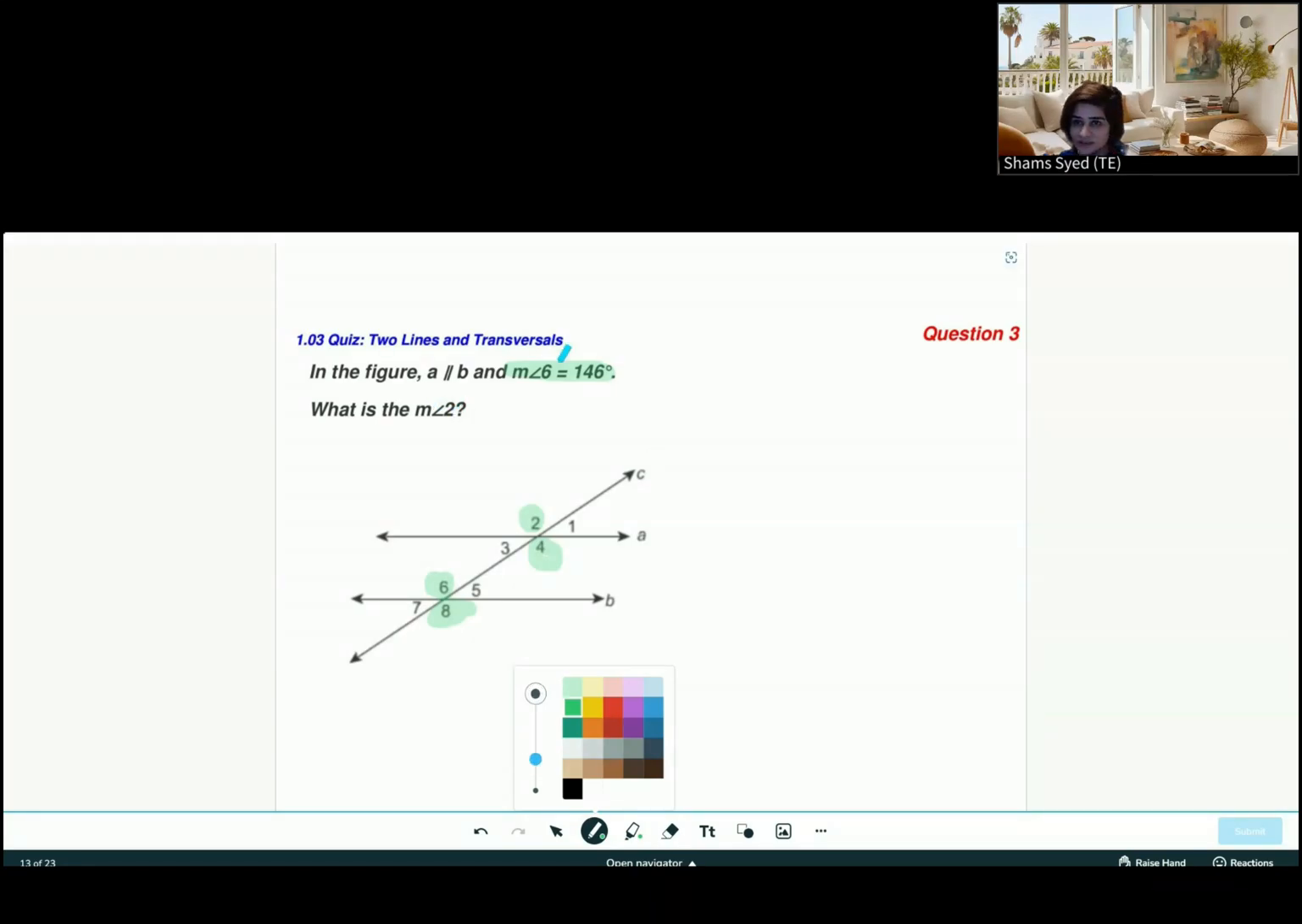2 equals angle 6, and it is going to be 146, because you can visually see that they are equal, right? These 4 angles are congruent. The job of the transversal is to cut through in a way that it creates 4 congruent angles. The ones marked in green, they're all congruent.